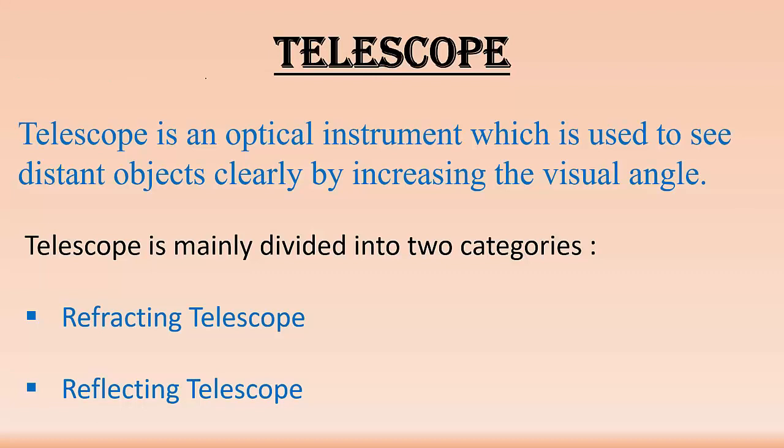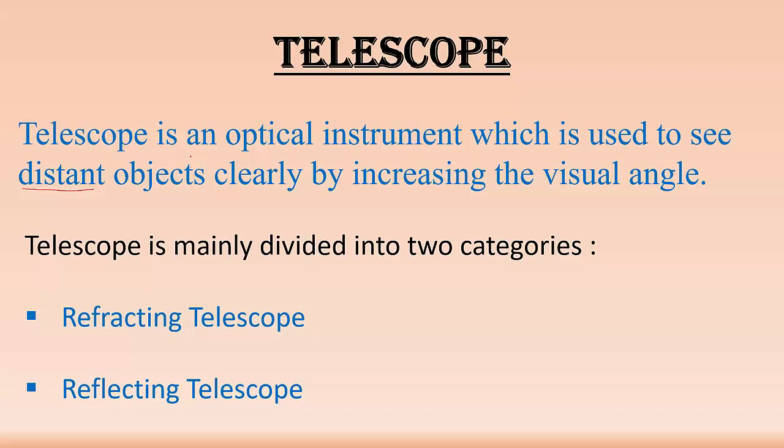So first we have to know what a telescope is. A telescope is an optical instrument which is used to see distant objects clearly by increasing the visual angle. When we observe any object with our unaided eye, that object may not be very clear. To magnify the image of the object, we use an optical instrument. So this is the telescope.